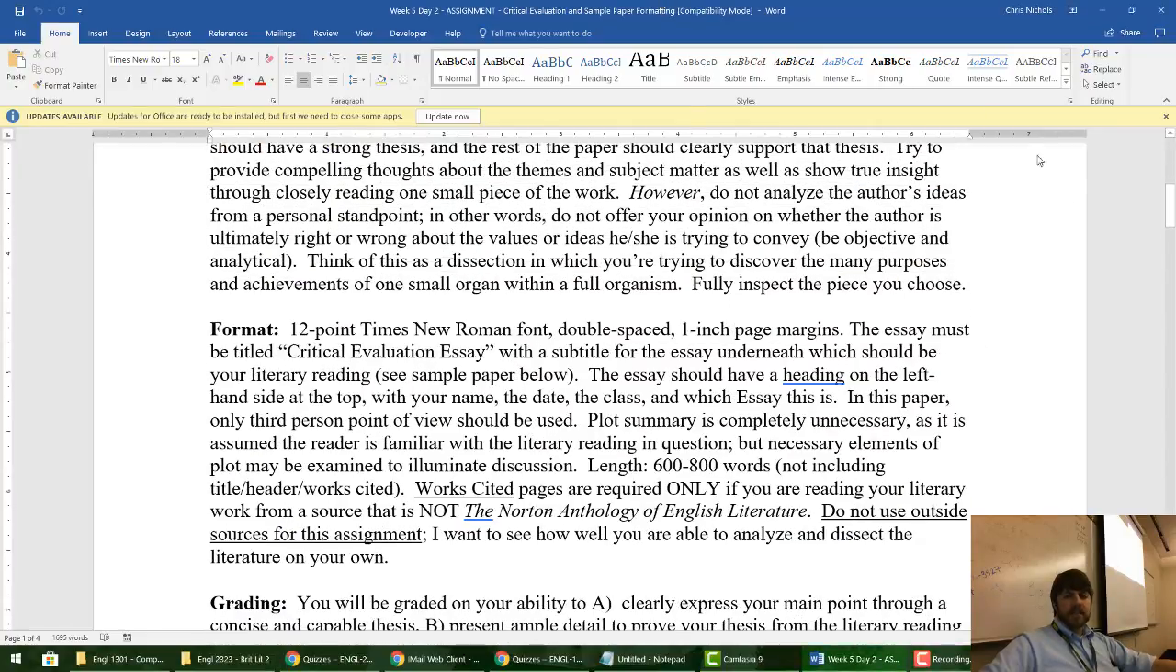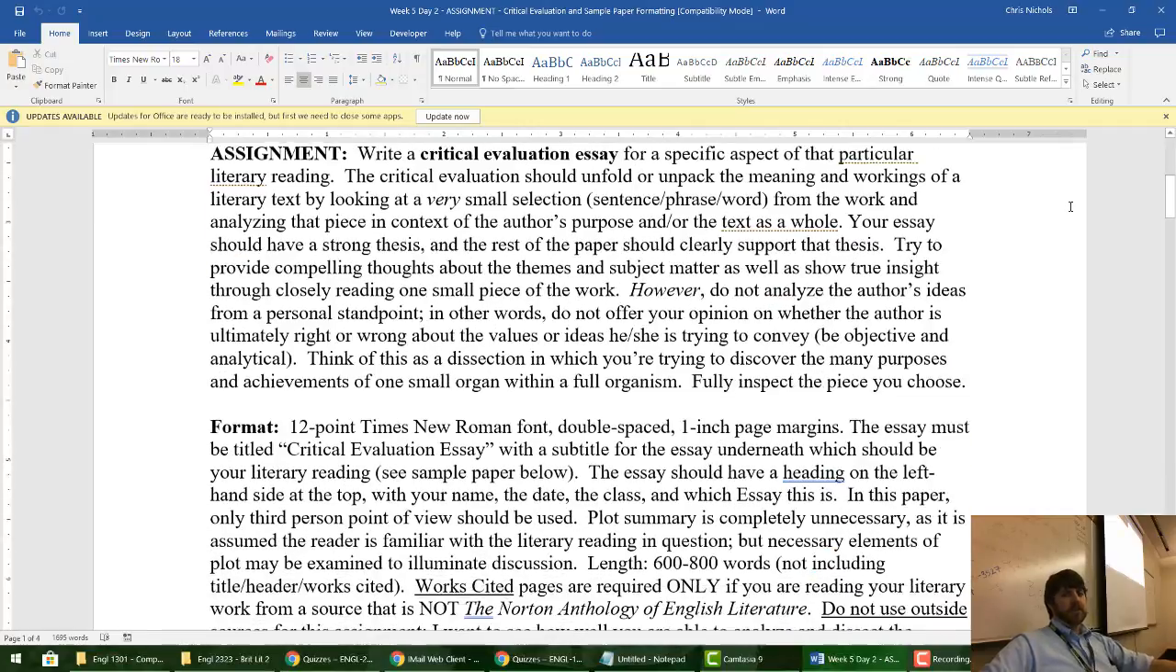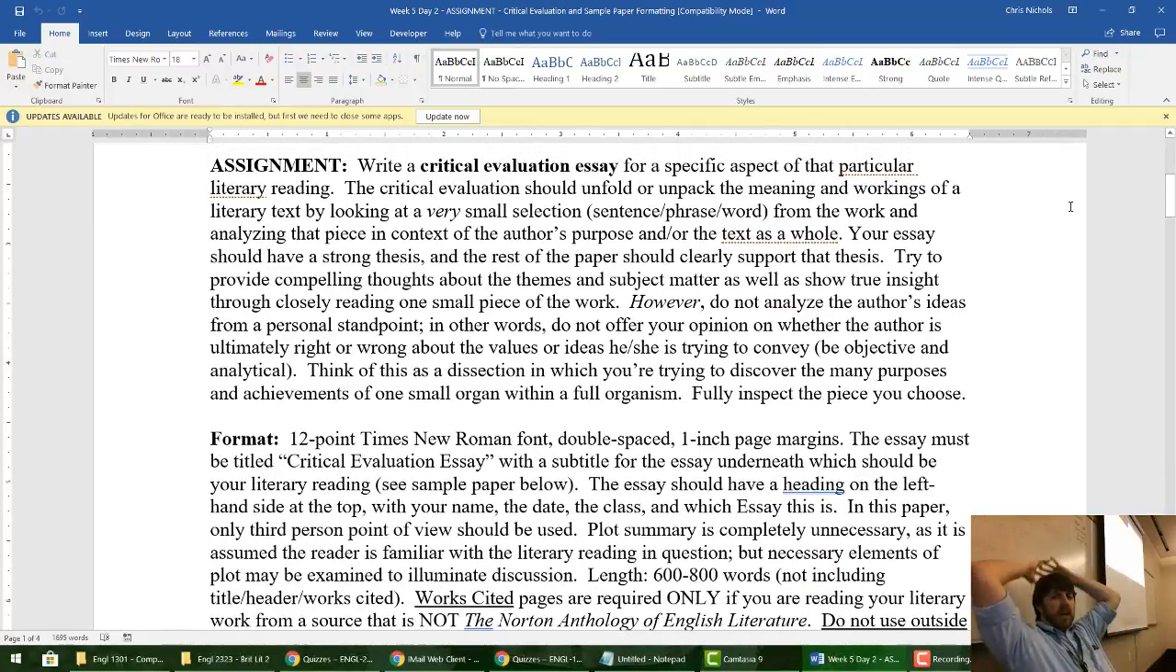Whoa, that was really fast. Okay, let's see. So I'm scrolling now down to the assignment. So here's what you do. You write a critical evaluation essay for a specific aspect of that particular literary reading. The critical evaluation should unfold or unpack the meaning and workings of a literary text by looking at a very small selection, something like a sentence or a phrase or a word from the work, and analyze that piece in context of the author's purpose and/or the text as a whole.